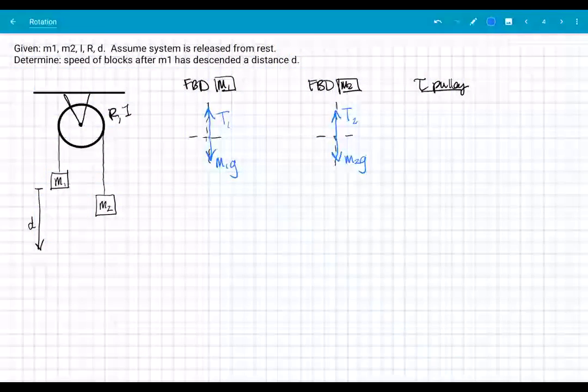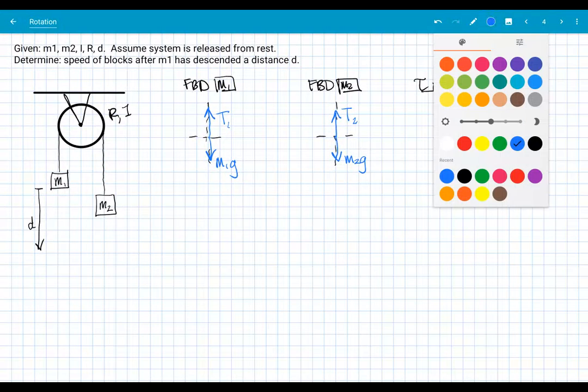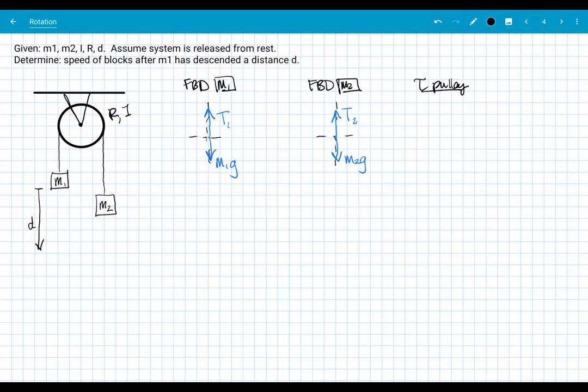All right, I'm going to throw a sign convention on here. I'll get ready for my torque diagram. I'll just draw the pulley in there. I'll go positive in the direction of acceleration. We're told release from rest and M1 descends a distance d. That's telling us about the behavior of this situation. So I'm going to say downward is positive for block 1 and then upward is positive for block 2, as block 2 will be accelerating upward.